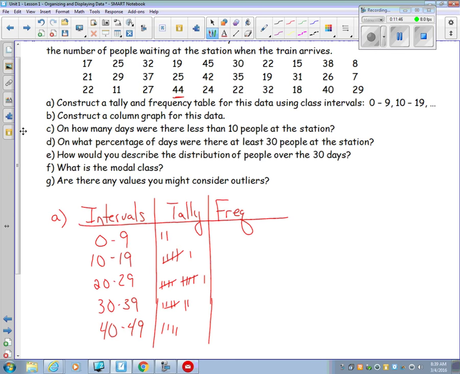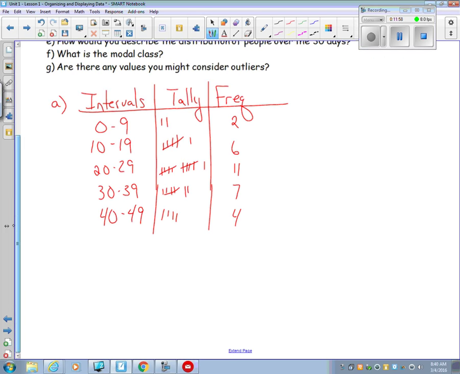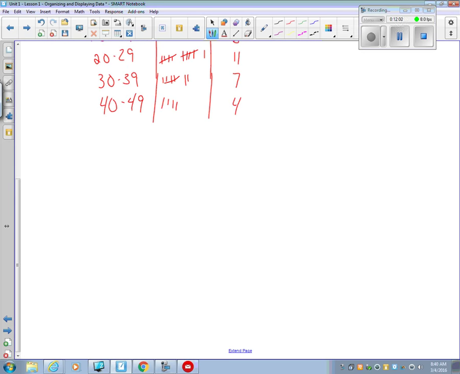Okay, so our frequencies, we add them up. We have 2 here, 6 here, 11, 7, and 4. Okay, there we go. There's our frequency table. Part B, I want to construct a column graph for this. Okay, so using our rulers.